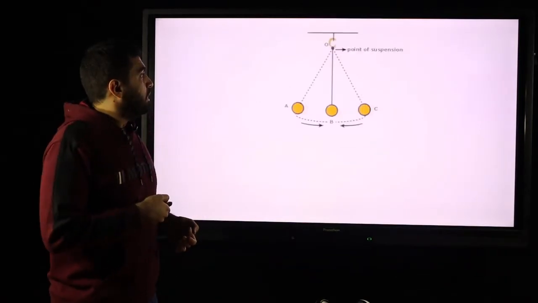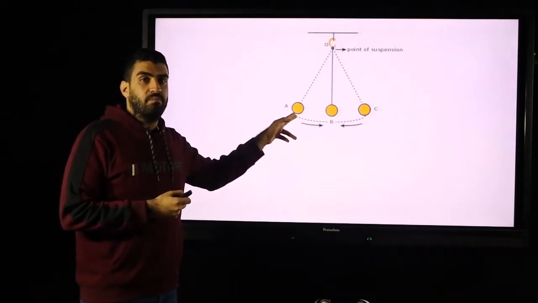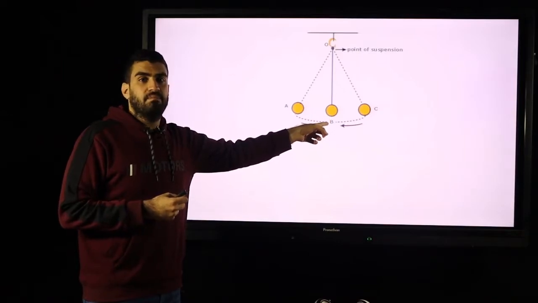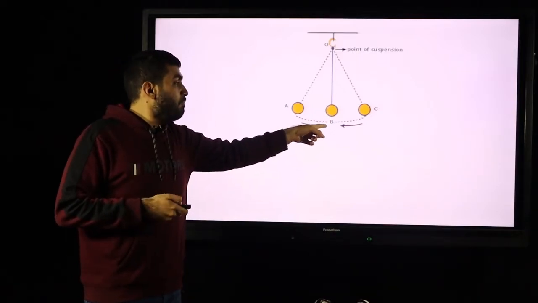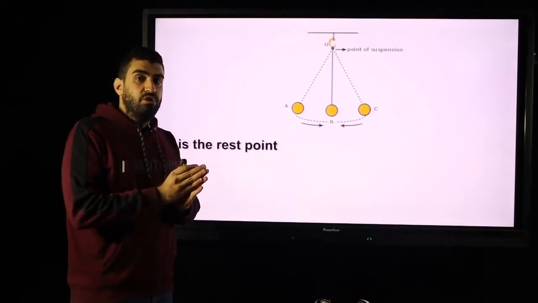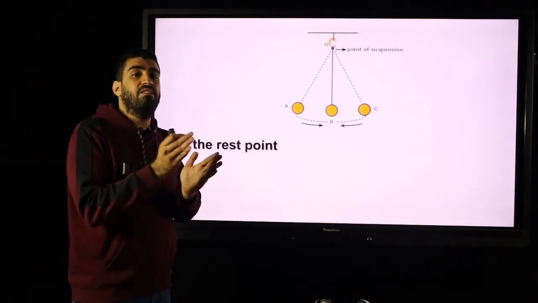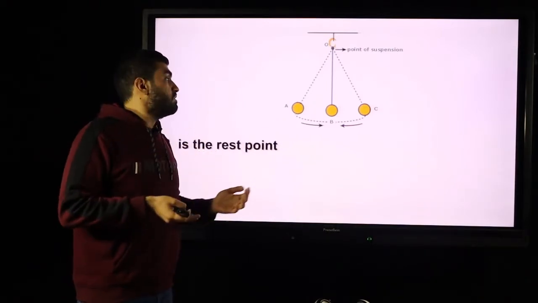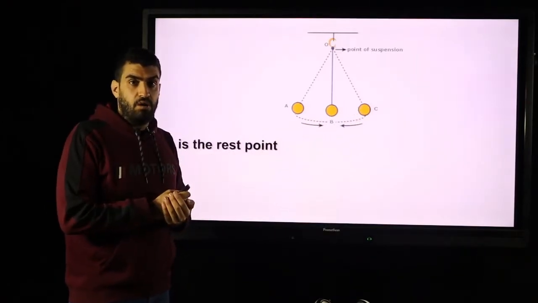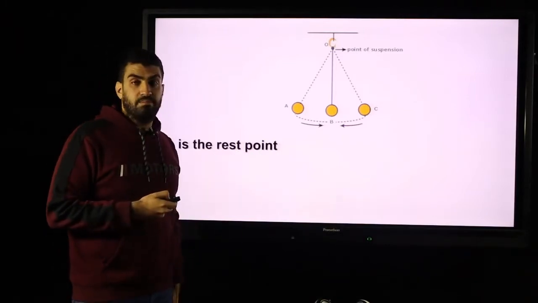For example, I have a simple pendulum. When the pendulum moves right and left, at the end of the motion, it will stop right here at B position. So B is the rest point, the point at which the oscillating body or moving body stops at the end of its motion. Whether it starts from A or C, it will stop at B. Okay, so B is considered as the rest point.